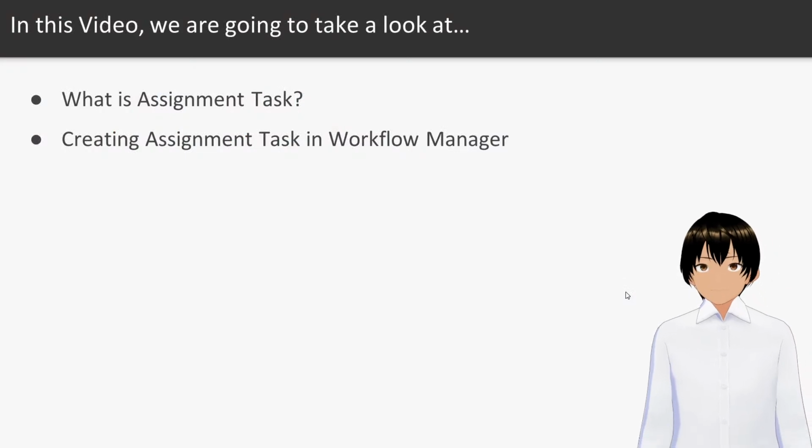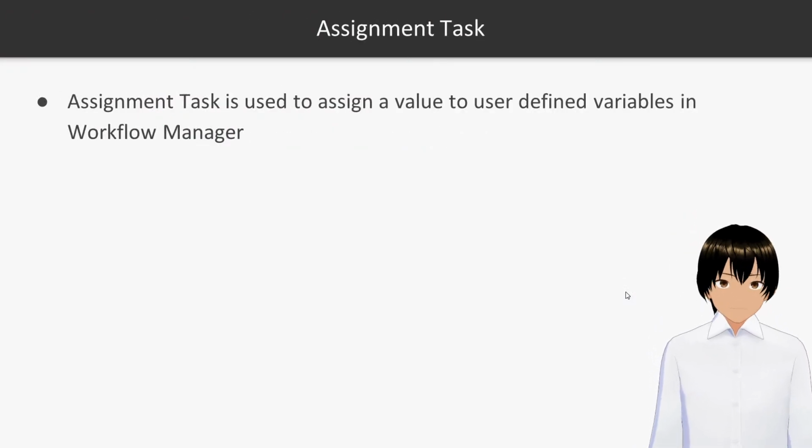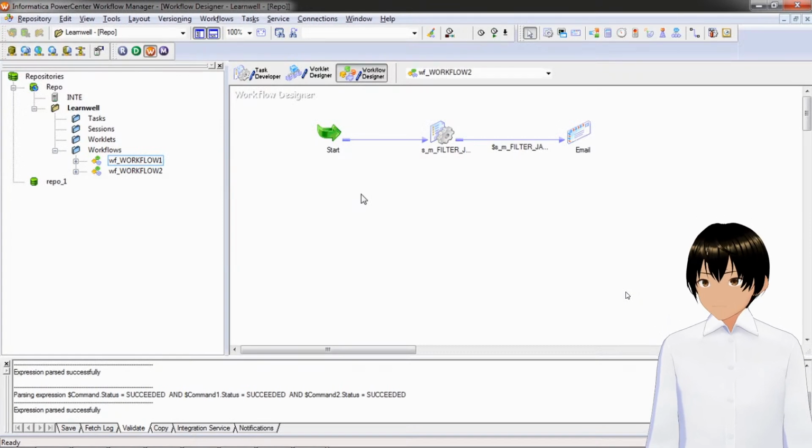Create one in Workflow Manager or Task Developer. Let's talk about assignment task. It's used to assign a value to user-defined variables in Workflow. Before you can define a variable in assignment task, you need to add the variable in the Workflow Manager.